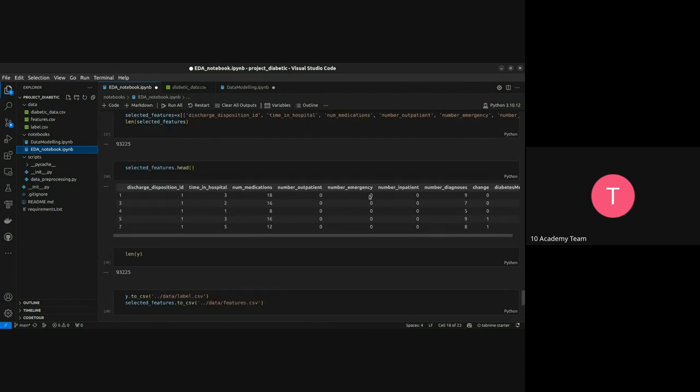So yeah, that's it for the EDA or the data cleaning. Are there any questions before moving on to data modeling? Or am I moving fast? Okay.